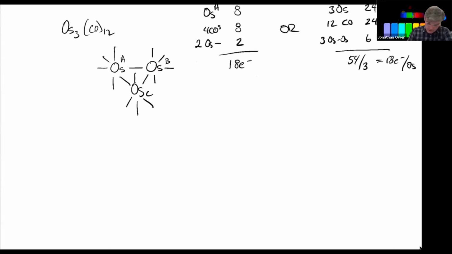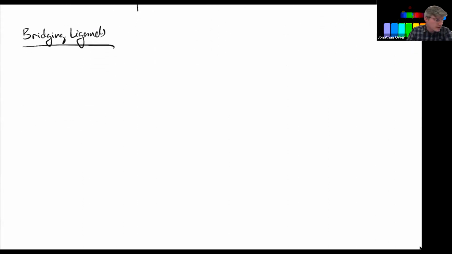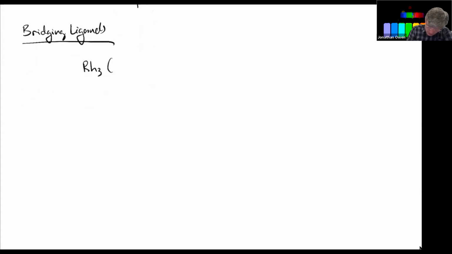So let's do another example here. Now we're going to look at some bridging ligands. We'll start off with another metal-metal bonded complex: Rh3(μ2-CO)3(η5-C5H5)3. What does that mean?